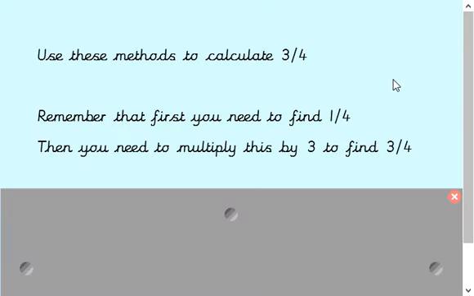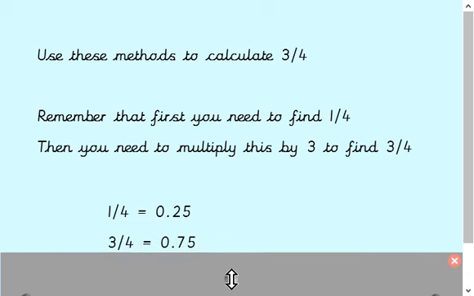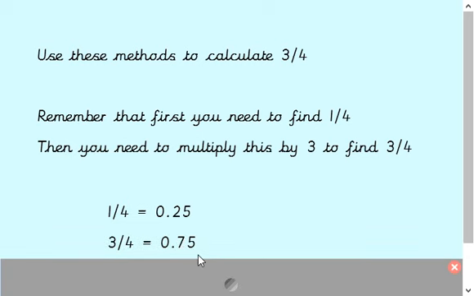Now it is possible to use this method to find 3/4. The first thing we need to do is find 1/4, and then we will multiply that by 3 to find 3/4. So here, if we know that 1/4 equals 0.25, 3 of them then would be 0.75. It would be 3 lots of 25. And we know it's going to be 3 lots of 25 because here we have 1/4 and we want to times that by 3. So 1 times 3 will give us 3. But we need to do the same to this one here. We are multiplying it by 3.